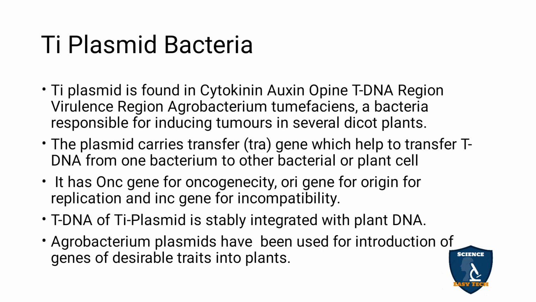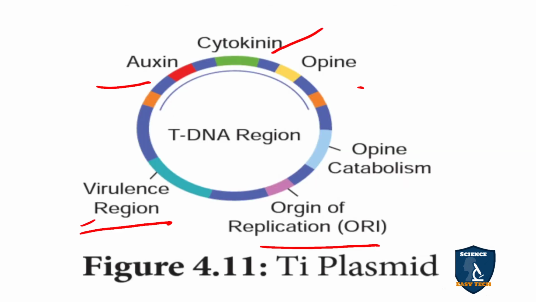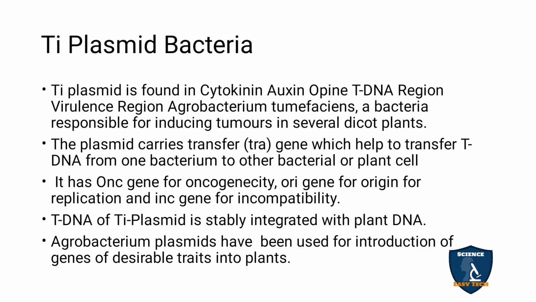The plasmid carries the transfer gene, that is the TRA gene, which helps to transfer the T-DNA from one bacterium to another bacterium or plant cell. So this plasmid has a TRA, that is transfer gene. Because of this TRA gene, it can transfer the plasmid from one bacterium to another bacterium or to the plant cell.